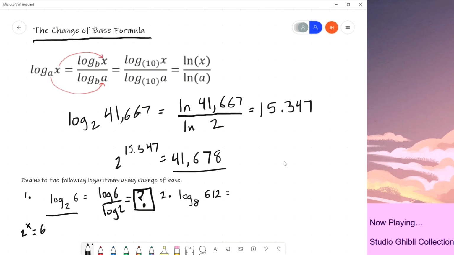Check. And for number 2, we have log base 8 of 612. I could turn that into anything. I could turn that into the natural log of 612 over the natural log of 8. And evaluating that is also going to be a notes check.